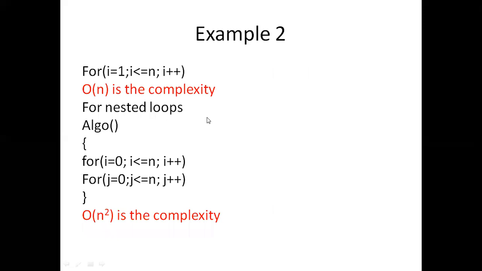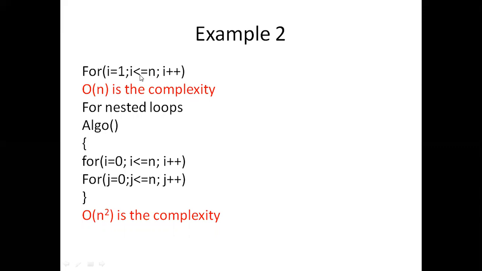Suppose example 2, here the loop is for I is equal to 1, I is less than or equal to n, and I plus plus. How many times will it execute this loop? Suppose here I am taking 5. Okay, it will execute 5 times, the loop. Right? So if it is 6, it is 6. If it is 1000, it will execute 1000 times.